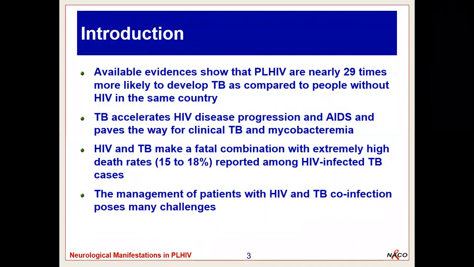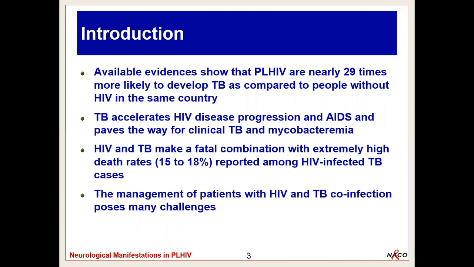Okay, so let's talk about some of the basic introduction points for HIV tuberculosis. The overall risk for PLHIV is almost 30 times more likely to develop tuberculosis as compared to people without HIV. Both the yearly and lifetime risk are much higher compared to non-HIV patients. Tuberculosis per se accelerates the disease progression of HIV, and AIDS per se can pave the way for clinical TB or mycobacteremia. So it's a vicious cycle.